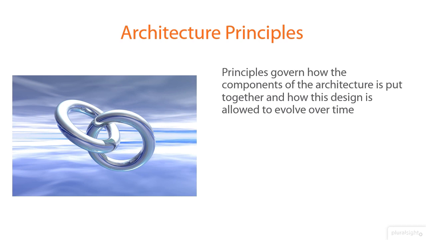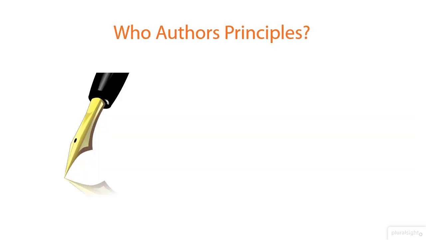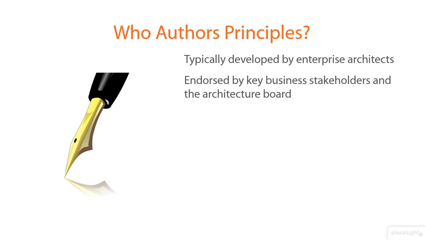Architecture principles are used to constrain architectural choices, thereby consistently promoting the best interest of the organization across various architecture and solution development initiatives. They have the net effect of increased order and consistency, while simultaneously reducing complexity and cost. By the way, who creates these principles? Well, the principles are typically developed by enterprise architects and are blessed by key business stakeholders and the architecture board. And the architecture board typically includes a CXO whom the enterprise architecture function reports into.